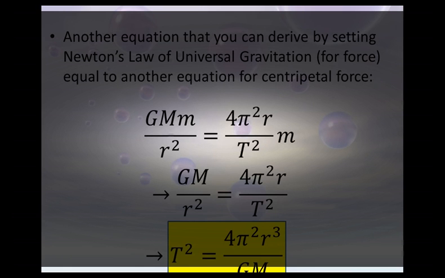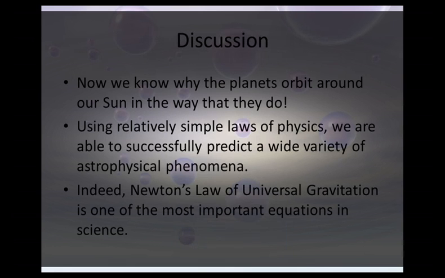And you obtain the first law. You end up solving a differential equation, and you get the equation of an ellipse, which is really quite incredible. And this shows us why the planets orbit around the sun in the way that they do. In fact, Newton's law of universal gravitation is one of the most important equations in all of science.